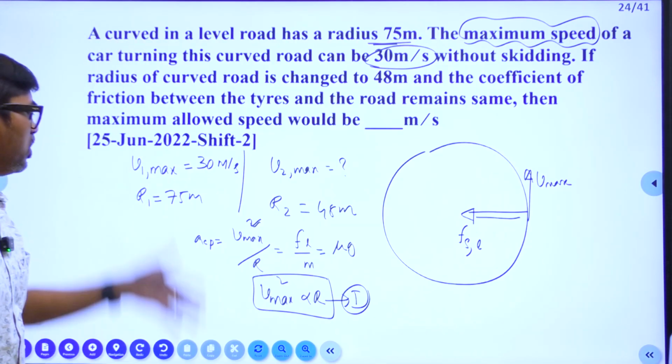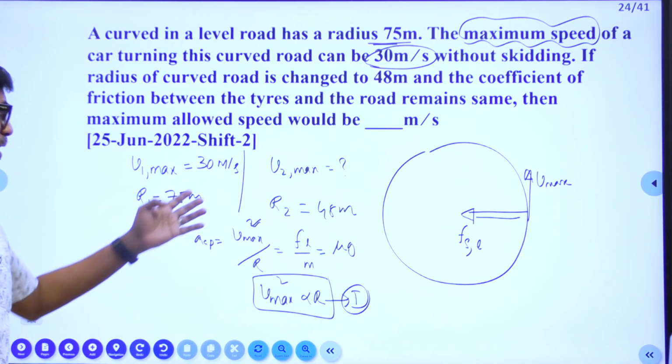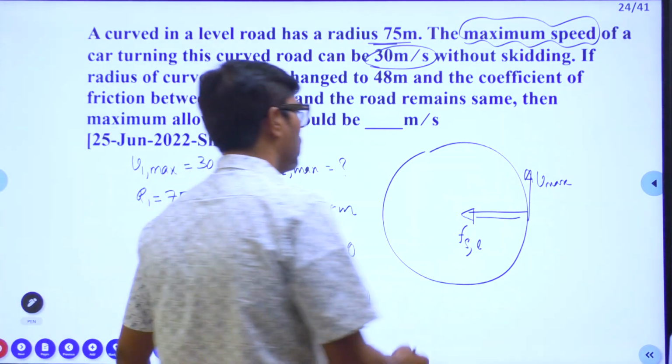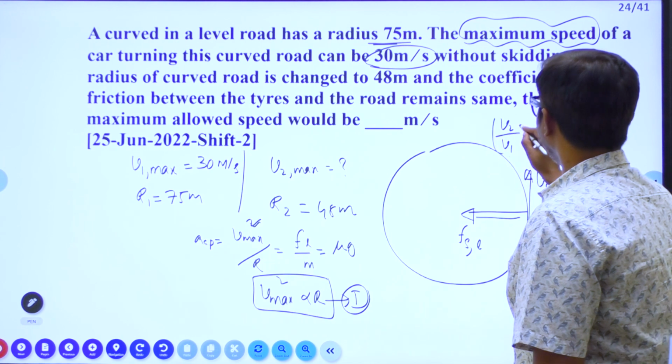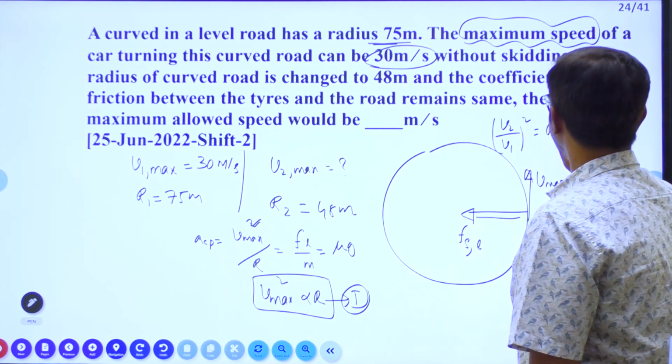Once I have it, V1 by V2 whole square equal to R1 by R2. That idea we can write. So I want V2, so I'll write it here. V2 by V1, the whole square, will be equal to R2 by R1.